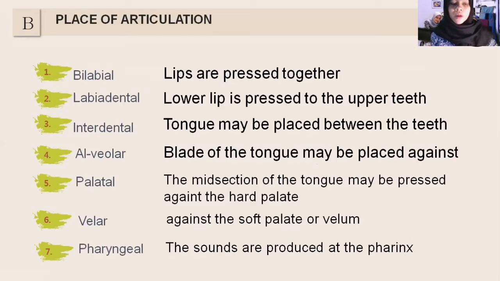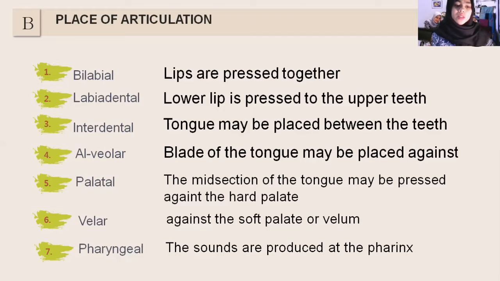Let's talk about place of articulation. What is place of articulation? Place of articulation is where the sounds are produced. The first one is bilabial. Bilabial happens when our lips are pressed together. The sounds are like b, p. For example, like bump. Those are bilabial sounds.